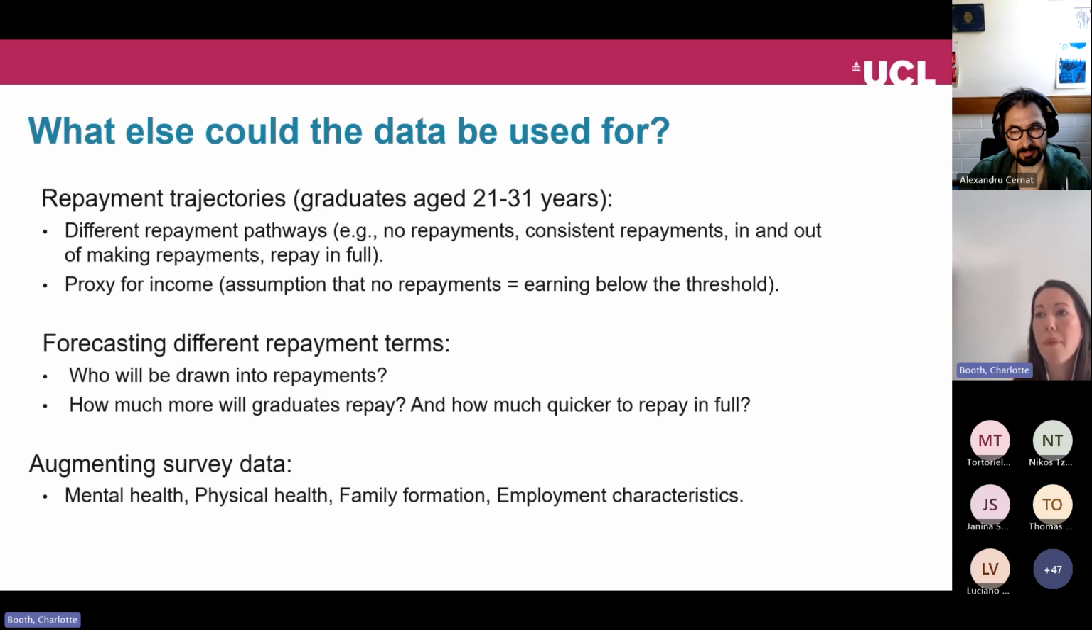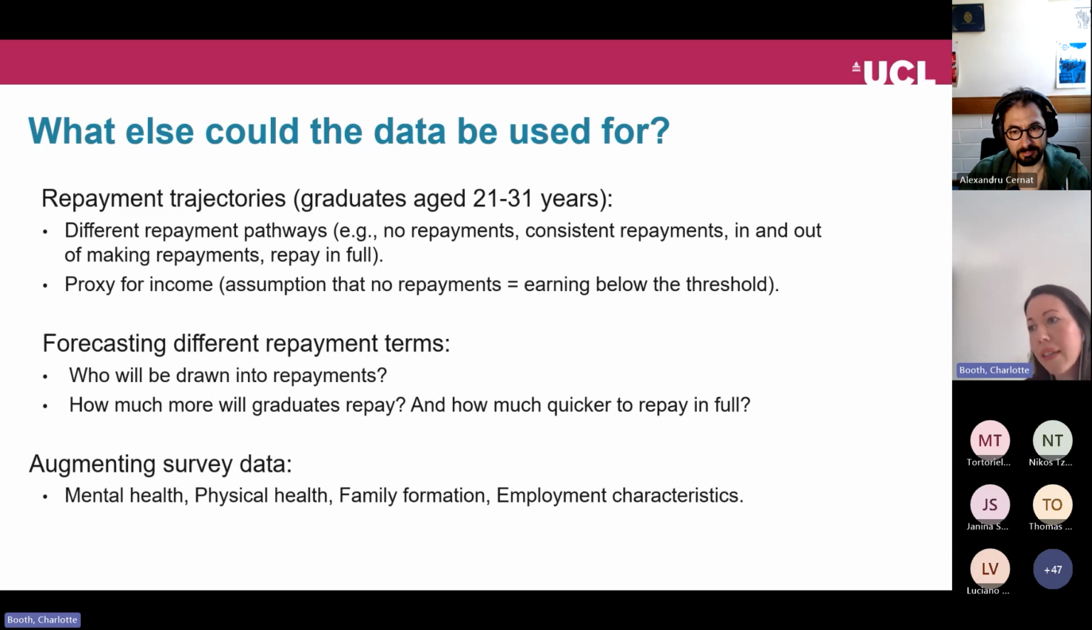Or you could use repayments as a sort of proxy for income, as we had done, but you do have to make the assumption that no repayments means that they are low earners, earning below that threshold. You could also do different forecasting in terms of allowing for changes or different repayment terms, like what we did: who would be drawn into making those, how much more graduates would repay under different conditions, and how much quicker they would take to repay in full, for example.